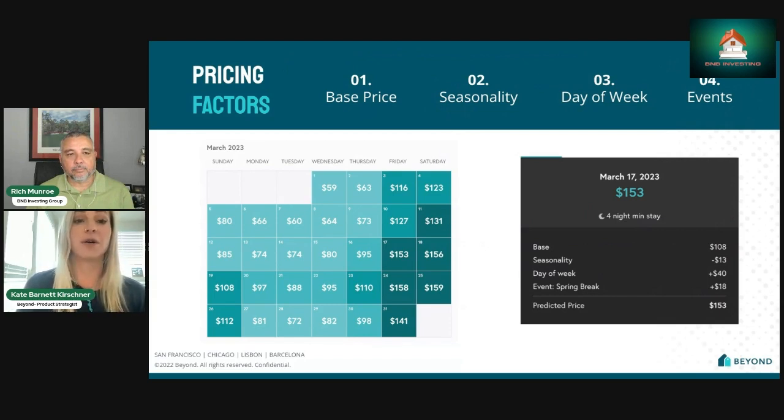But then we also scrape the market. So we're scraping Airbnb, we're scraping Vrbo, Booking.com, et cetera. And we're looking at both of those. So yeah, we're getting a true sense of what is going on in the market and how occupied every single individual day of the week is in every single hyper local market.